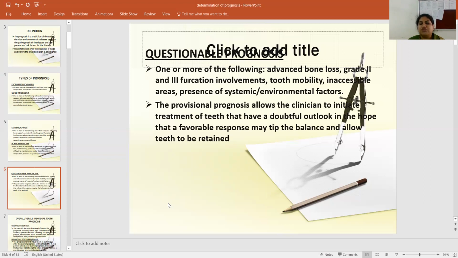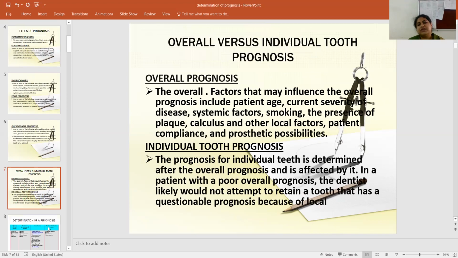So you can initiate the treatment at least in a doubtful patient, and if you are getting a favorable response, you can decide which tooth has to be extracted, and you can follow the treatment plan. You can make the treatment plan according to the categorization of prognosis. So which factors help in the determination of the prognosis? Basically, there are two: first is overall prognosis and second is individual tooth prognosis.